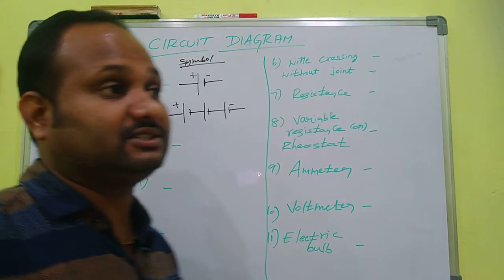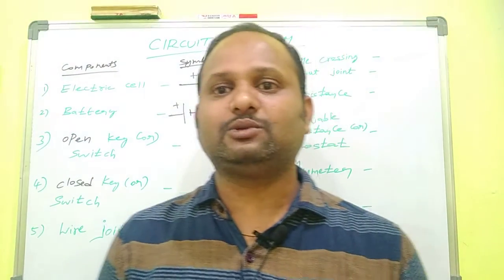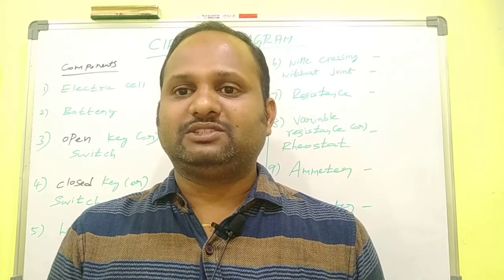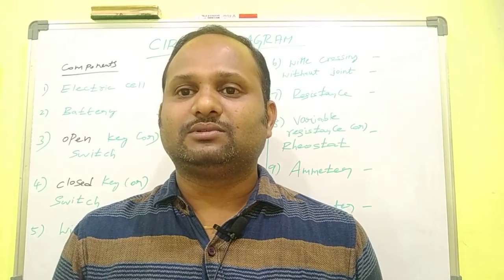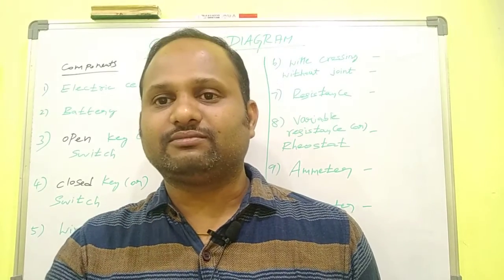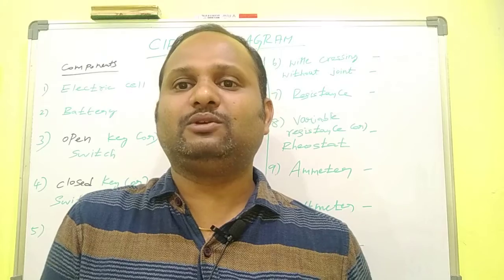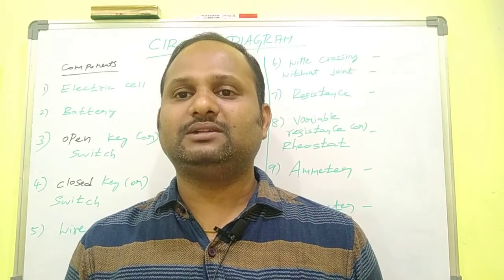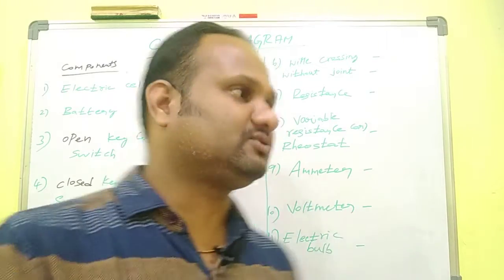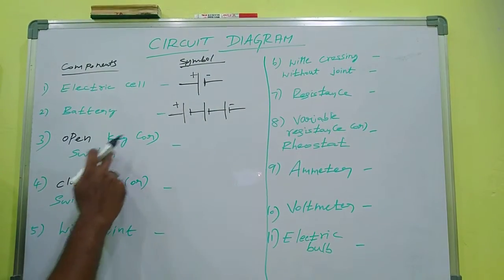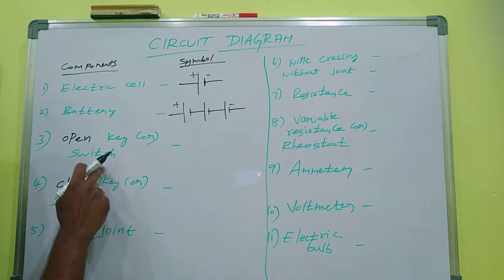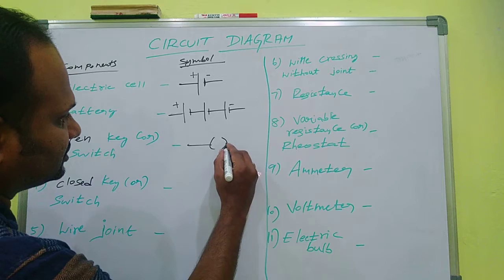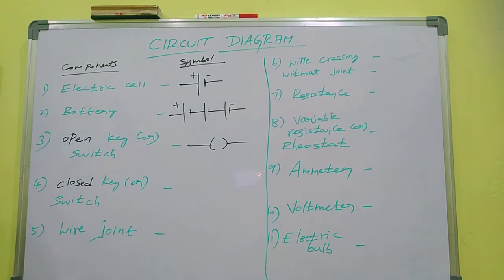Third is the open key or switch. Are switches essential for an electrical circuit? Yes. By doing some experiments, we can connect a lot of components. Whenever you are using them, you can switch on. Otherwise, you can switch off the components with the help of the open key or switch. The open position of the key, we can draw like this. Open position means the symbol like this.